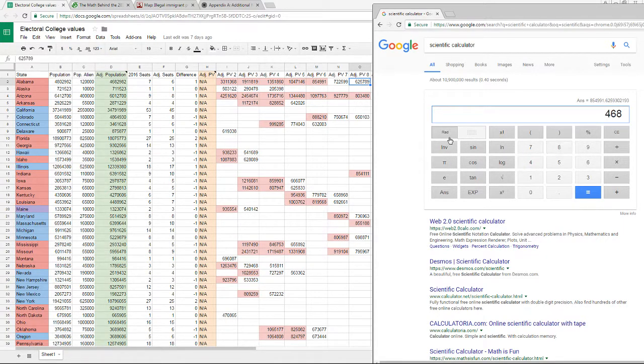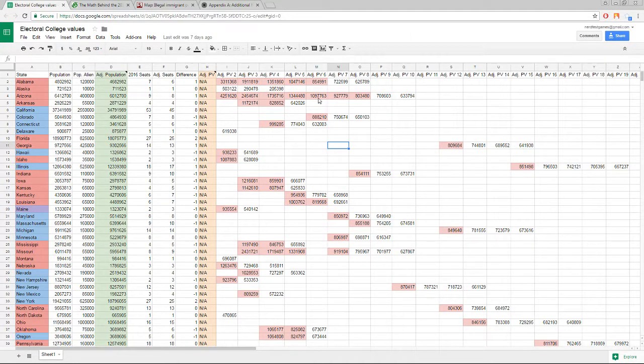4, 6, 8, 2, 9, 8, 2. Divide by the square root of, now we're at 8 times 7. 625,789. As you can see, 625,789 there. So all of them check out. And I figured out that it was about 800,000 and up. That would give me about enough seats.